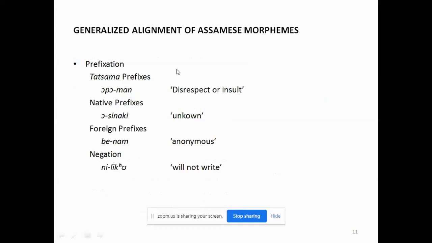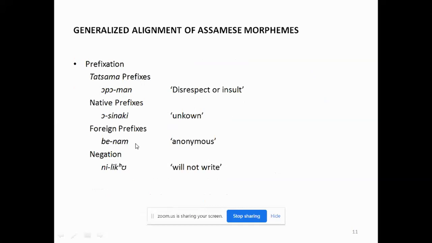There are examples of some prefixation in Assamese, like Tatsama prefixes, native prefixes, foreign prefixes, and negation. In Tatsama prefixes, the prefix opo and the root form man, both of the two morphemes create opoman, that means disrespect or insult. And the second one is native prefixes. The prefix o is added to sinaki to create the word osinaki, meaning unknown.